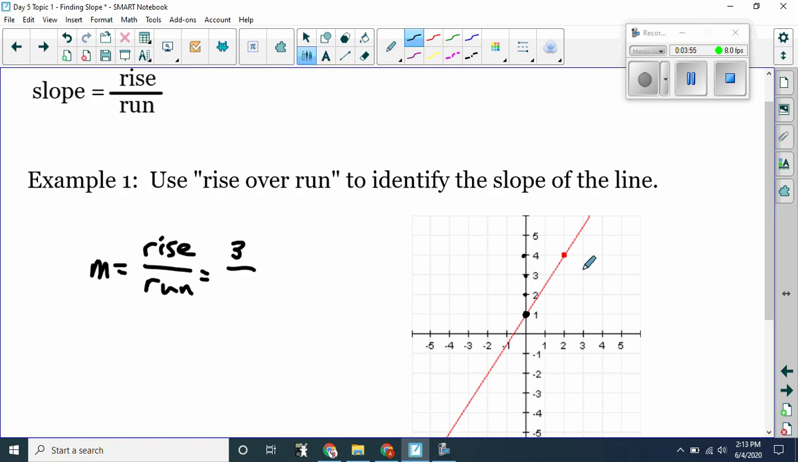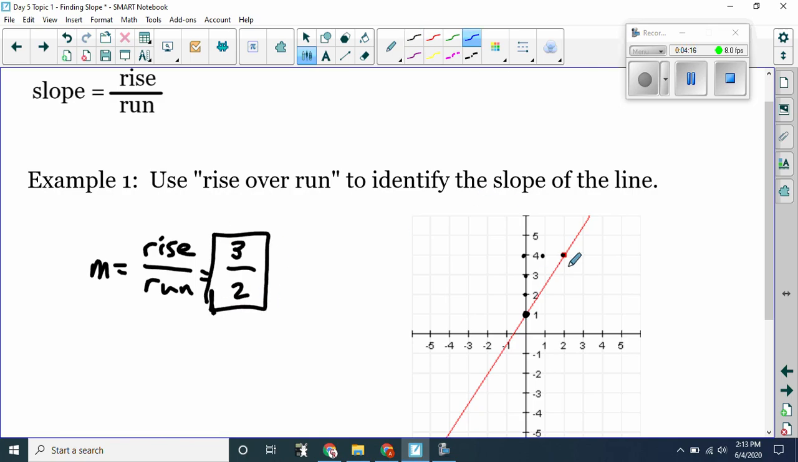And my run, things that run go side to side. If I go to the right, it has a positive run. If I go to the left, it has a negative run. I go right 1, 2 units. My slope is 3 over 2.